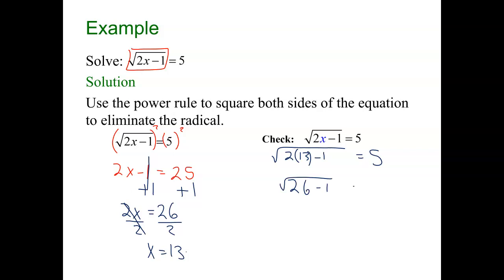What's 26 minus 1? Does the square root of 25 equal 5? Yeah. Okay? Most of the time it's going to work out. But we still have to check.